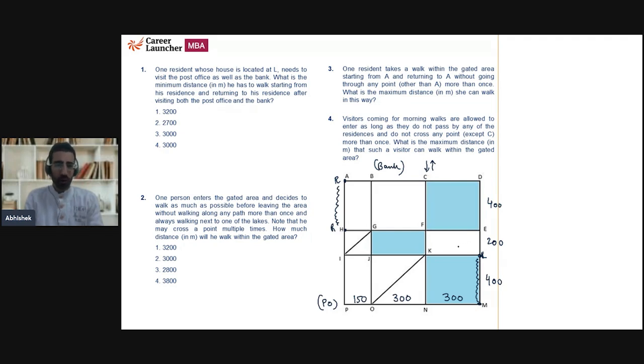It doesn't really talk about the order, post office and bank. So we can probably visit the bank first if it makes any difference to the total distance walked, because you want to minimize the distance. But you can also visit the post office first. So the route ought to be clearly marked. Why not take the route KO and then OP, and then PI, and then IG, and then you have to visit the bank, right? And then GB.